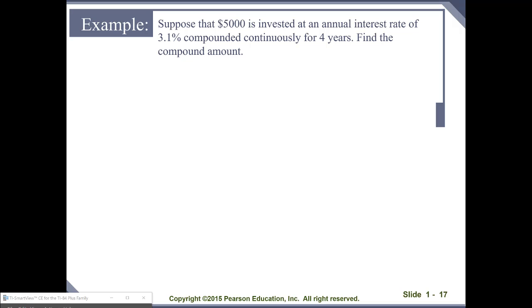So our formula is going to be A equals P times e to the rt. And it's important that we remember we do exponents first. So this is not e to the r and then times t. It's e to this value together, e to the r times t. So here we're going to have A equals $5,000 times e, and it's going to be to the 0.031 times 4.